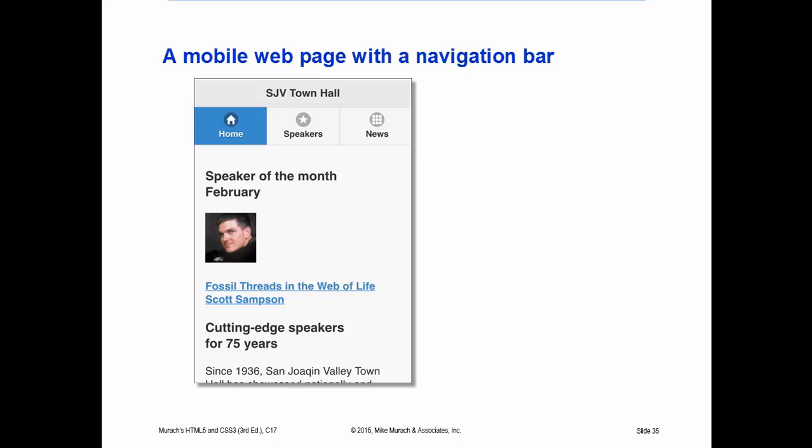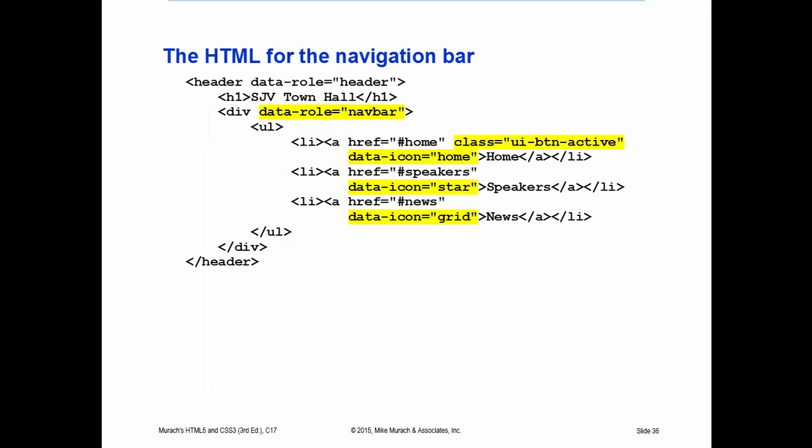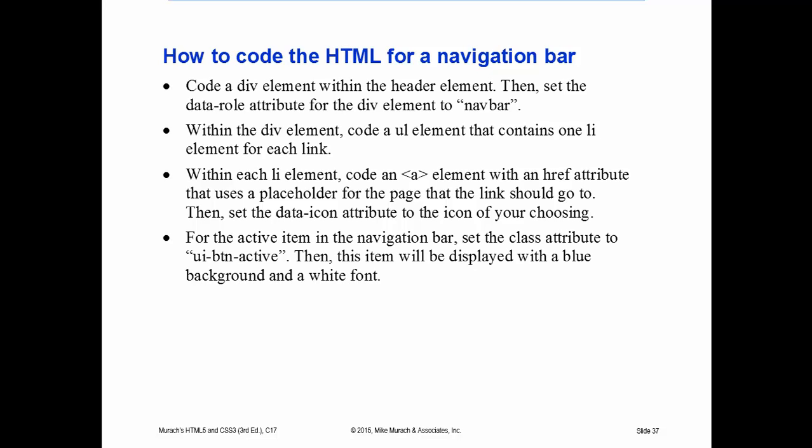By default, all of the elements in the navigation bar are displayed in a light gray background and a dark gray type. But if you want, you can assign the UI BTN active class to it and make sure that the one that's assigned, you can give it a different color if you want. And that's what they've done here. There it is in code. They talk here on how to code the HTML for a navigation bar, and that's pretty much what I just went over, okay?